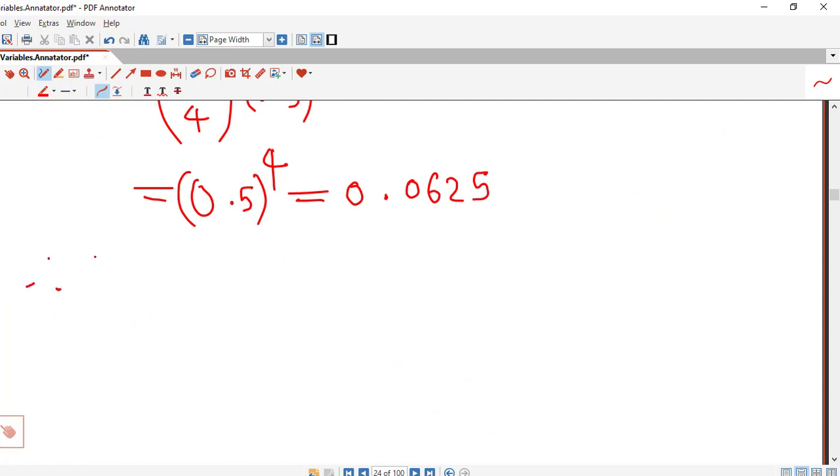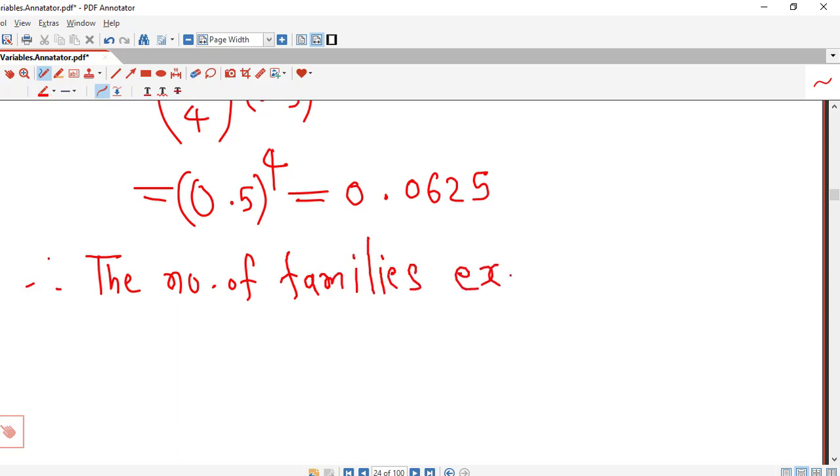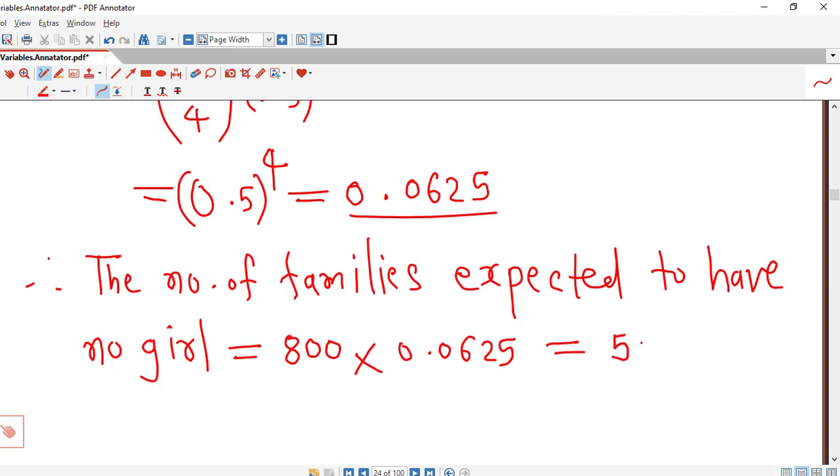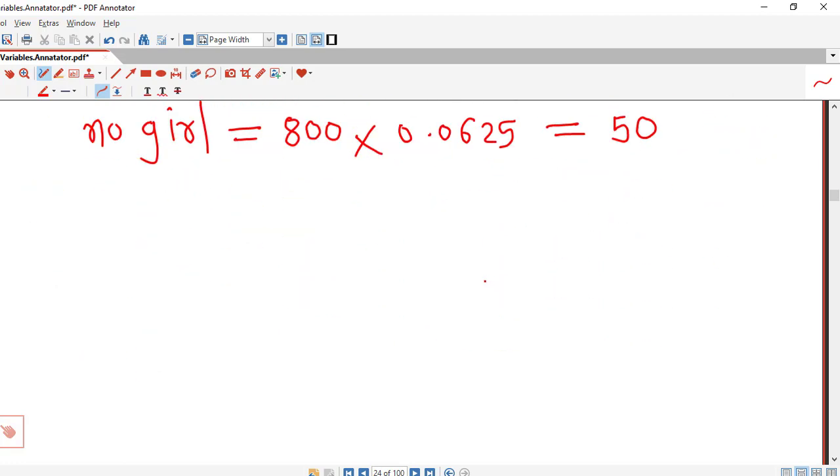So the number of families expected to have no girl will be equal to 800 times this probability, 0.0625, and if you multiply these two, the answer will be 50 families. So there are 50 families which are expected to have no girl. And now we come to the last part.